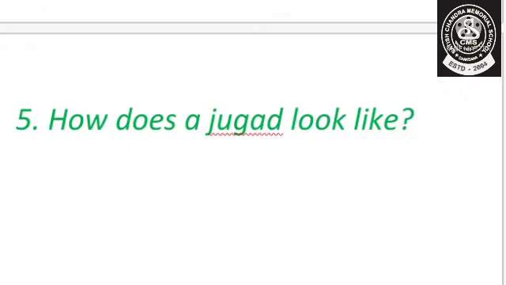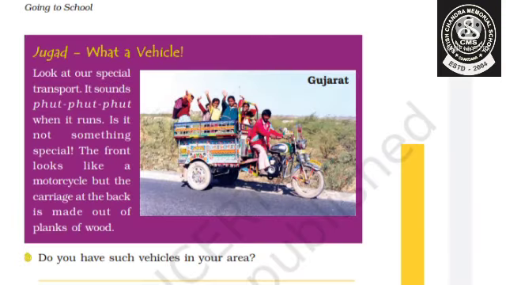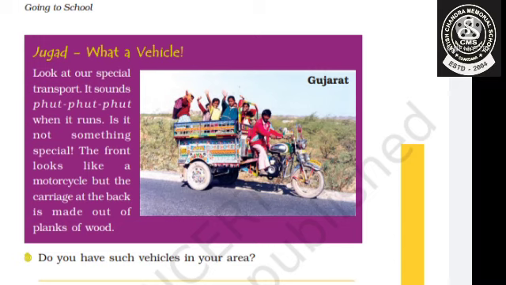Now let's see the next question, children. Number six: how is a Jugaad made? So, children, as we know, a Jugaad is a vehicle that is made by using limited resources with minimal expenses in an innovative way. Right? It is made by putting together parts from waste materials like used tires, old wooden planks, engines from motorcycles, etc. And that is why it is called Jugaad. So I hope you understand this. Let's see the next questions.